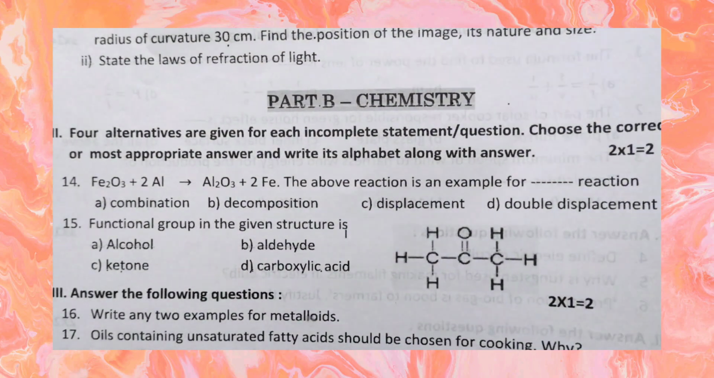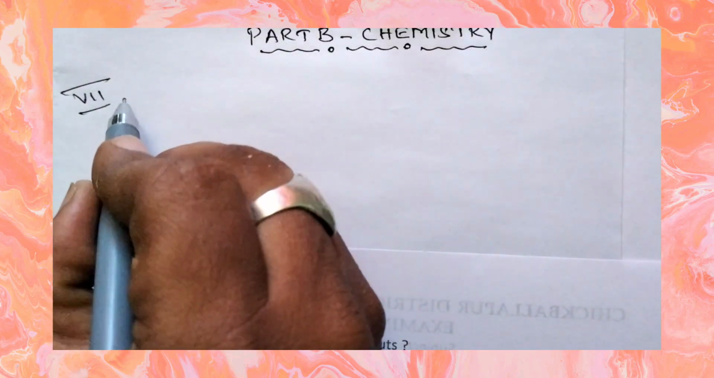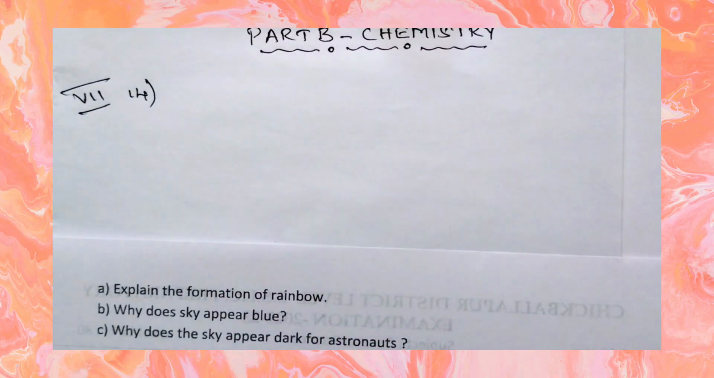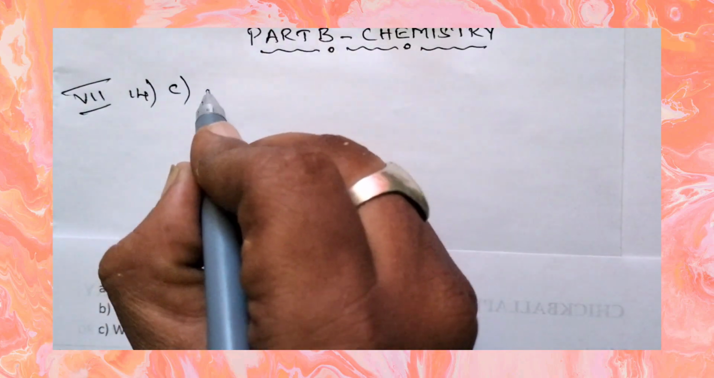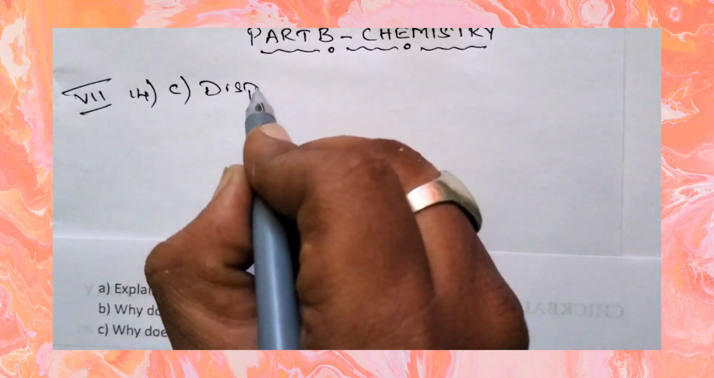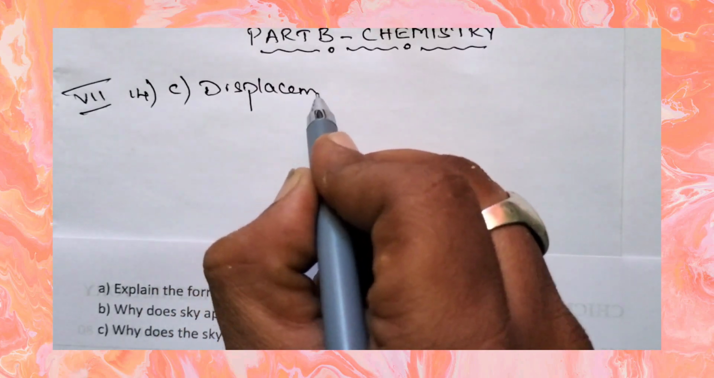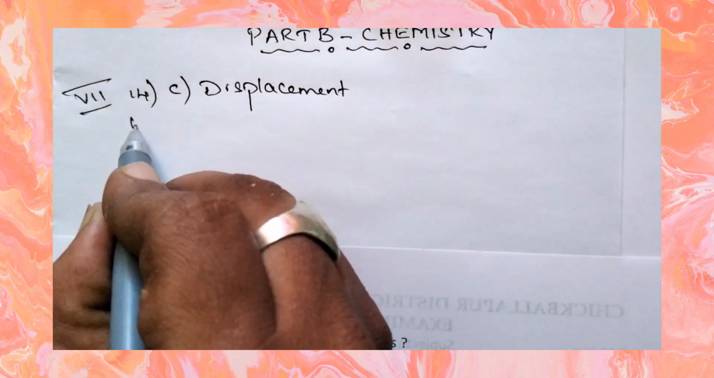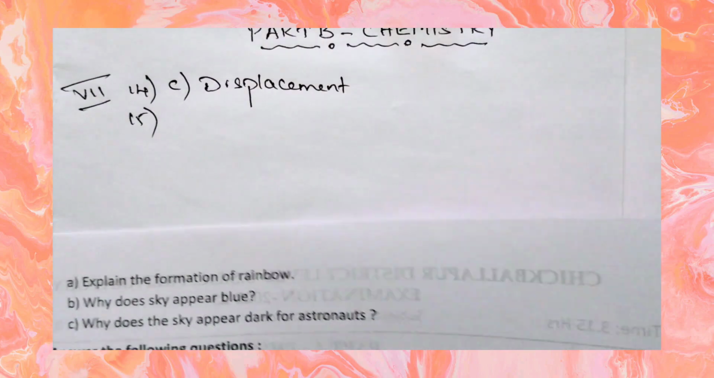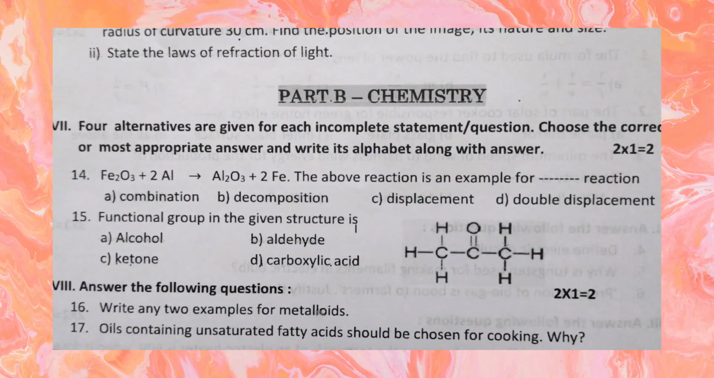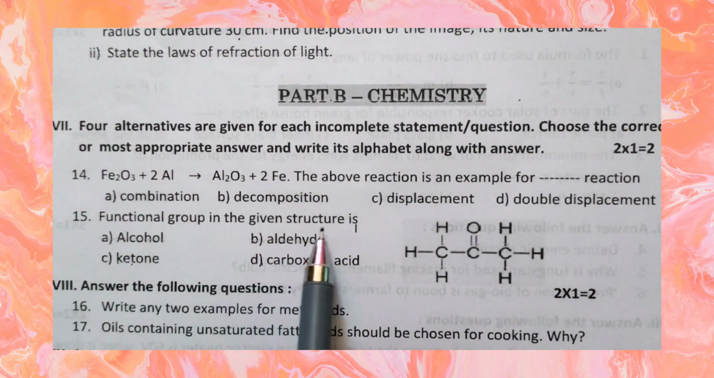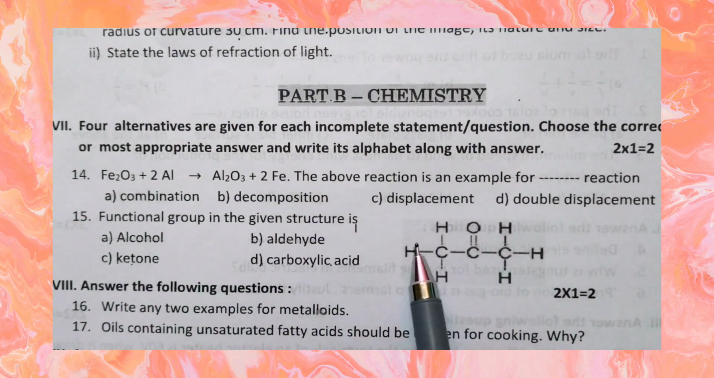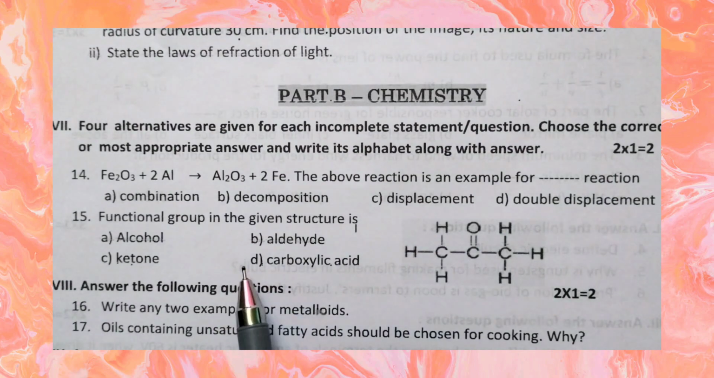Therefore, the answer for the 14th question is option C, displacement. So displacement is the right answer. Now let us move to the 15th question. In the 15th question, the functional group in the given structure is asked. This is the given structure. In this given structure, we have to find out which is the functional group.